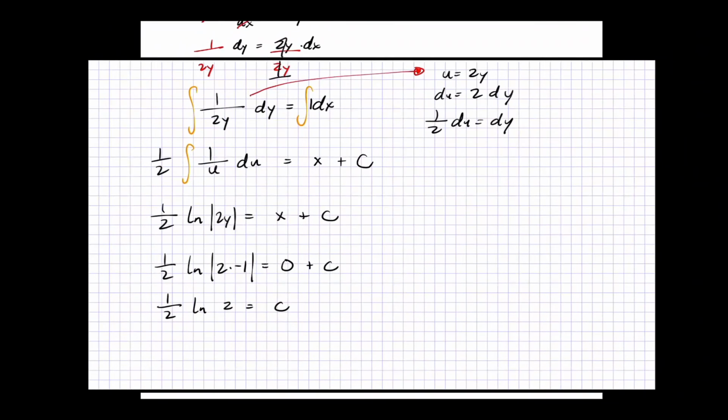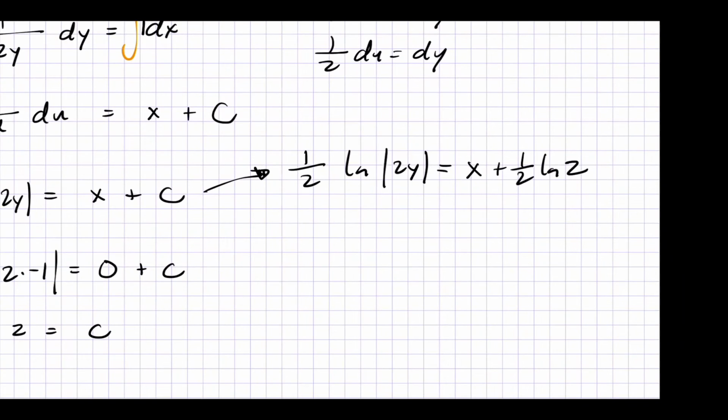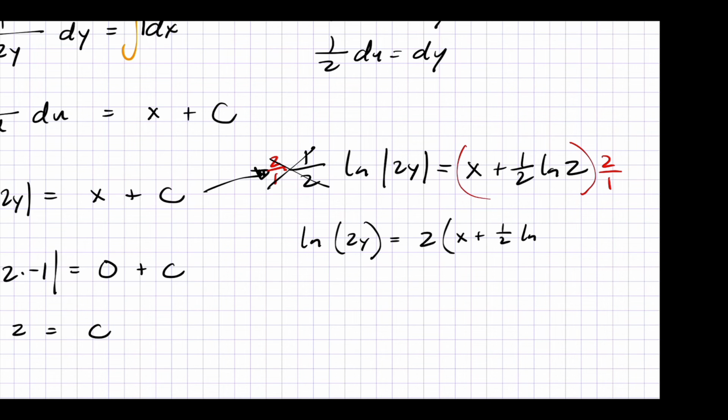Okay. So this guy is going to be 1/2 natural log of 2y equals x plus 1/2 natural log of 2. Okay. Last step, solve for y. So what I'm going to do is multiply both sides by 2 over 1. So I get the natural log of 2y equals 2x plus natural log of 2.